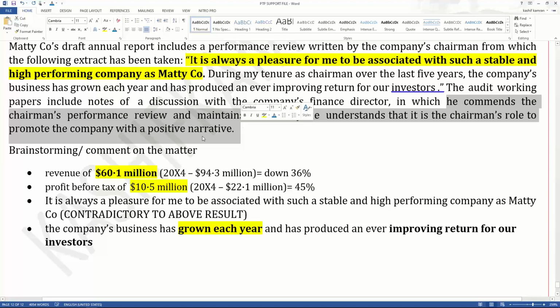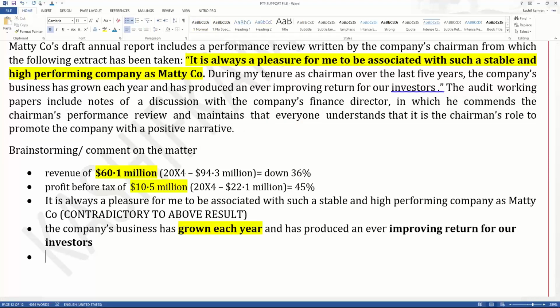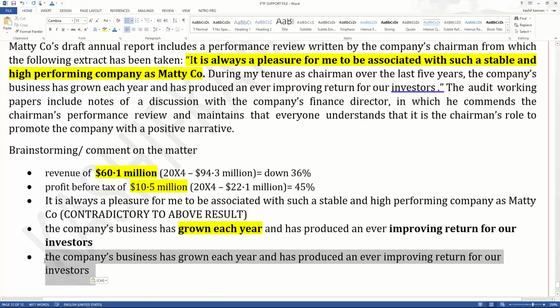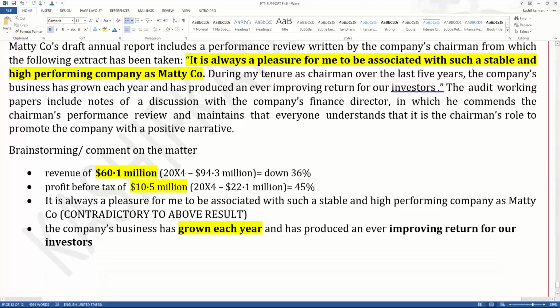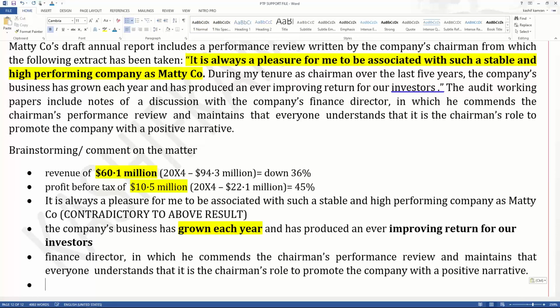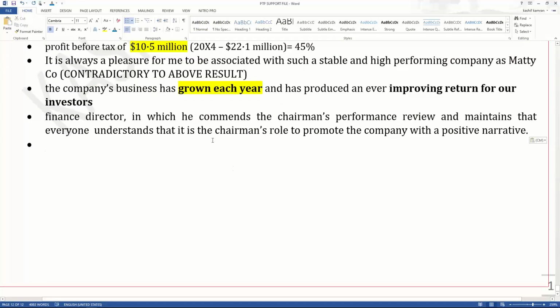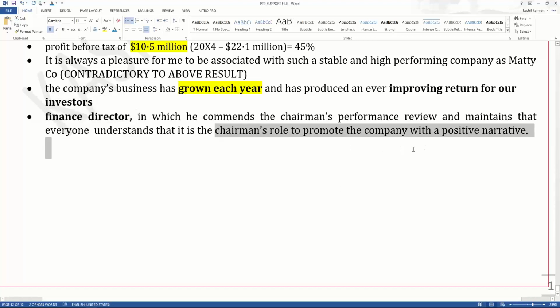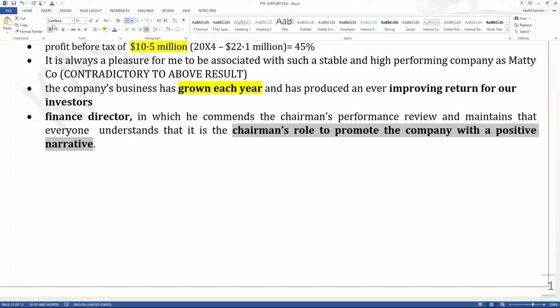So see, what is the finance director saying? With a positive narrative or with a contradictory narrative? Is the finance director's view right here? Is the reply of the finance director interesting, that the chairman's role is to promote the company with a positive narrative? Is he telling a lie? You cannot promote a positive narrative by telling a lie to your shareholders. The chairman is telling a lie.